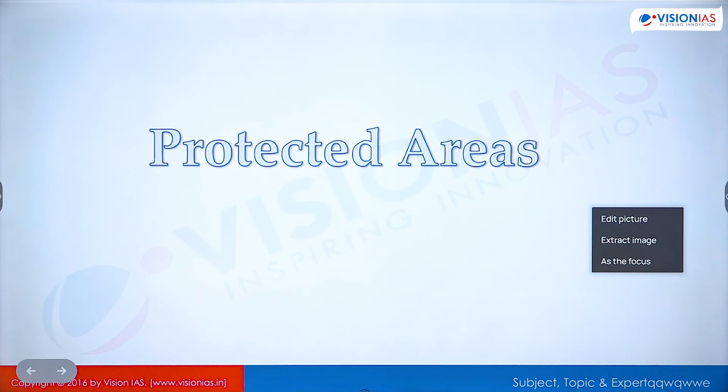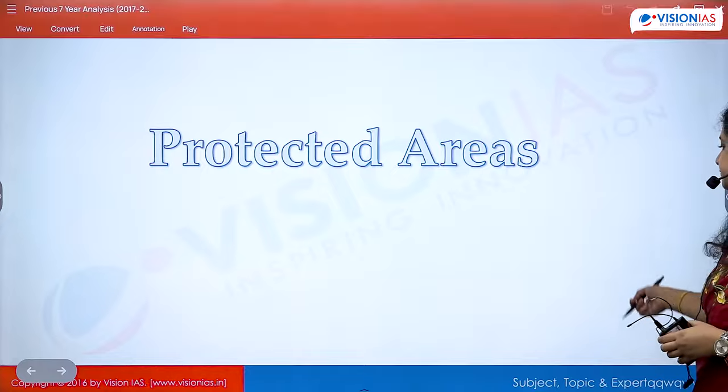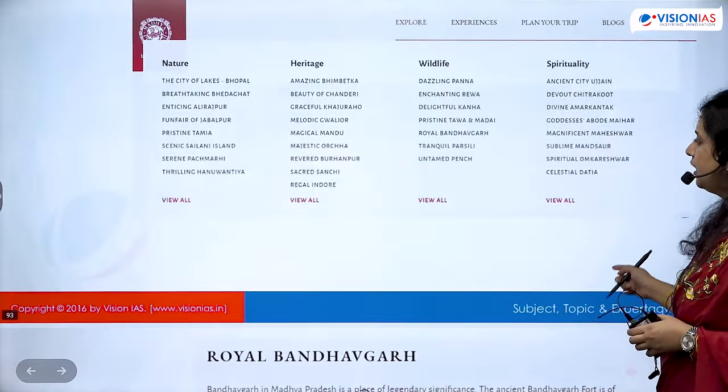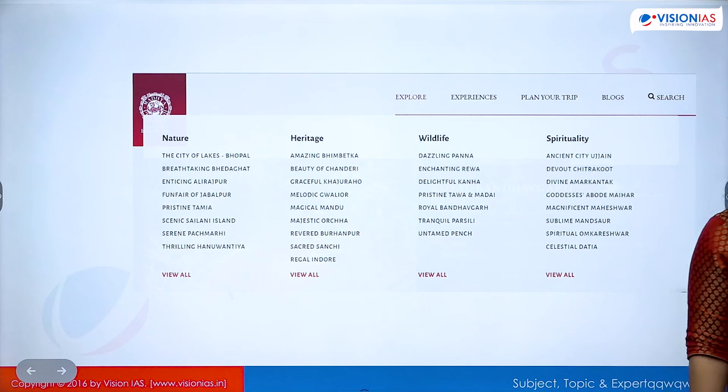Protected areas. Now let's come to some normal environment questions. Related to biodiversity we have done; this is related to protected areas. So one thing that I always tell my students for protected areas is about the best source where you can revise all of them. Look, it is difficult to study all of India at once. So you go to the state websites, especially the tourism websites of particular states. They will put their best foot forward because they want to attract tourists.